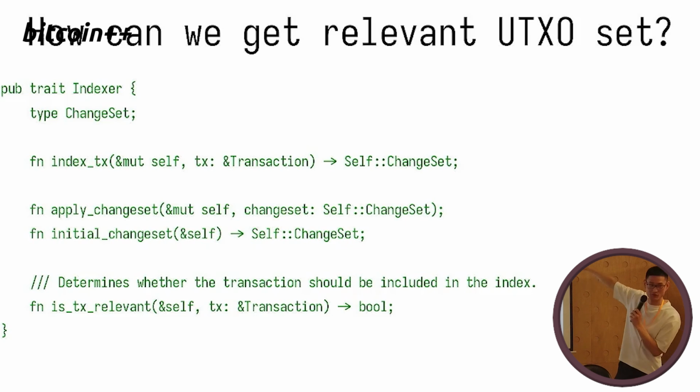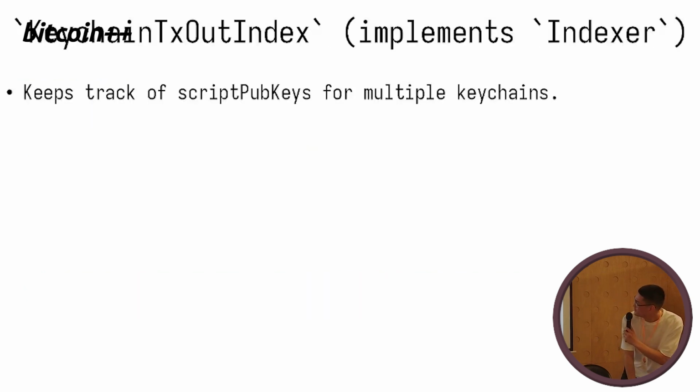I haven't gone to the bridging yet. So, the keychain TXOut index, the indexer. The keychain TXOut index keeps track of script pubkeys for keychains. In this case, the keychain is like the descriptor, and you can derive multiple script pubkeys from a descriptor.